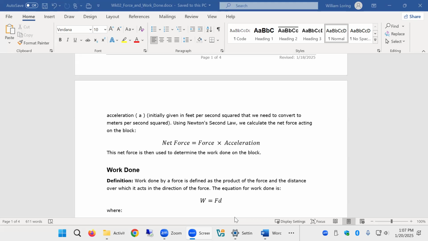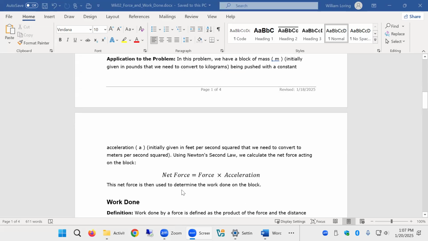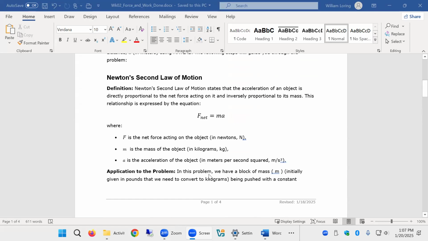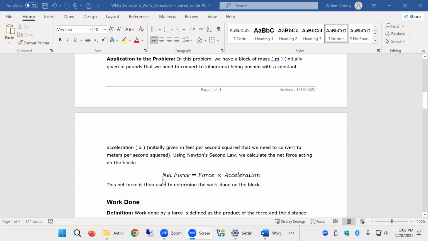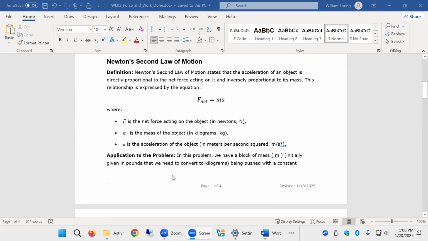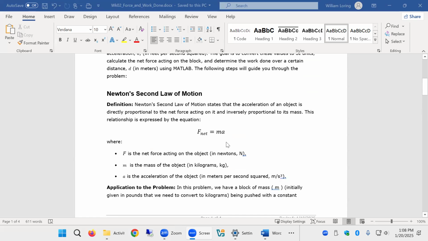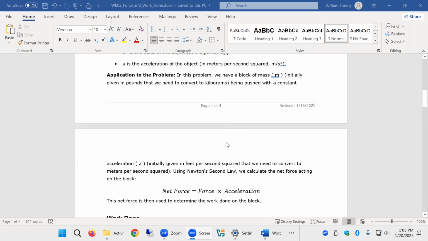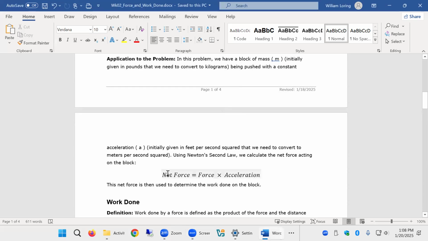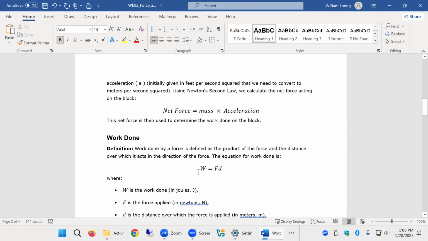But the problem here is we don't know the force. What they have given is the mass of the object and the acceleration. The simple equation is that you can calculate the force by multiplying mass and acceleration. There's a typo there. This should be mass. I ignored that because it came with the document. And work done is this.